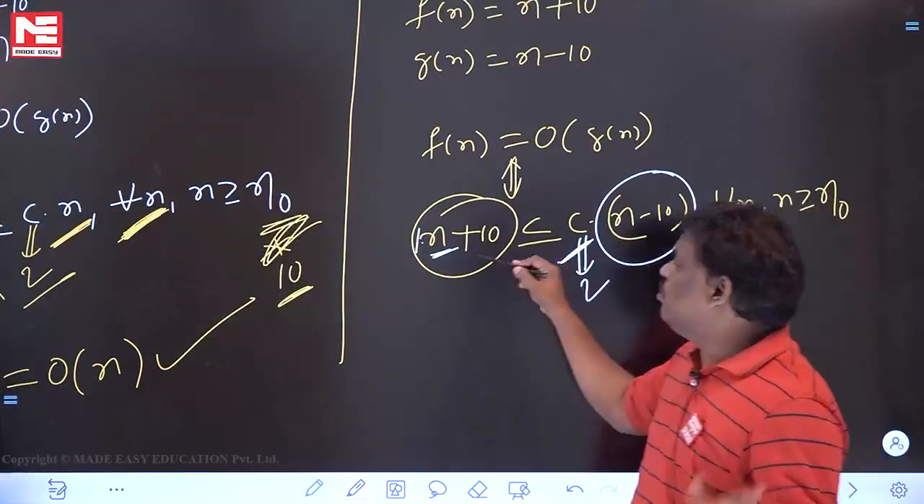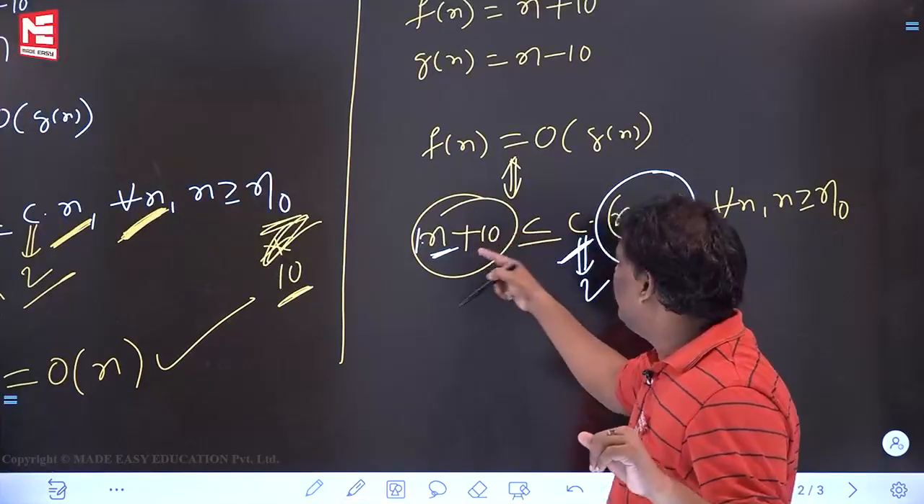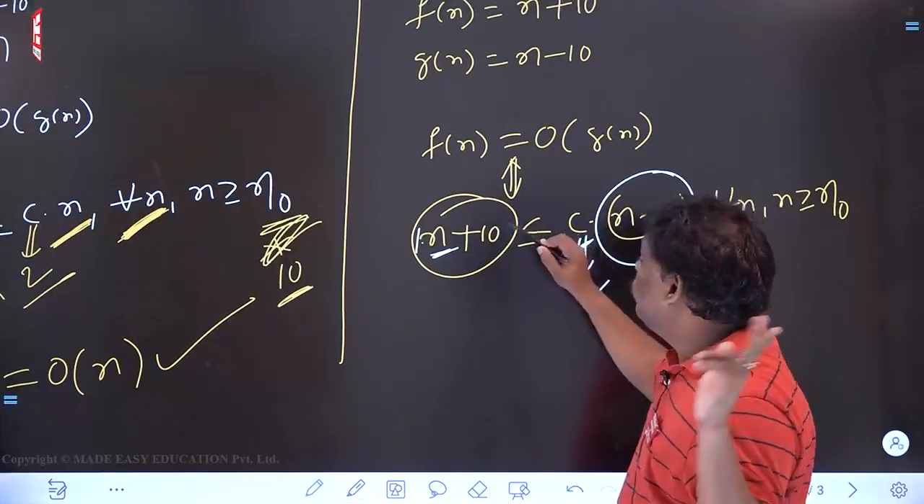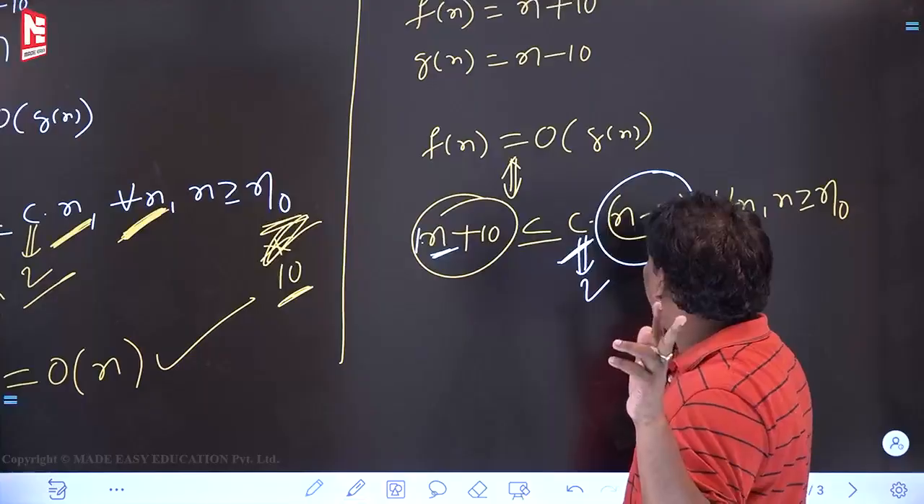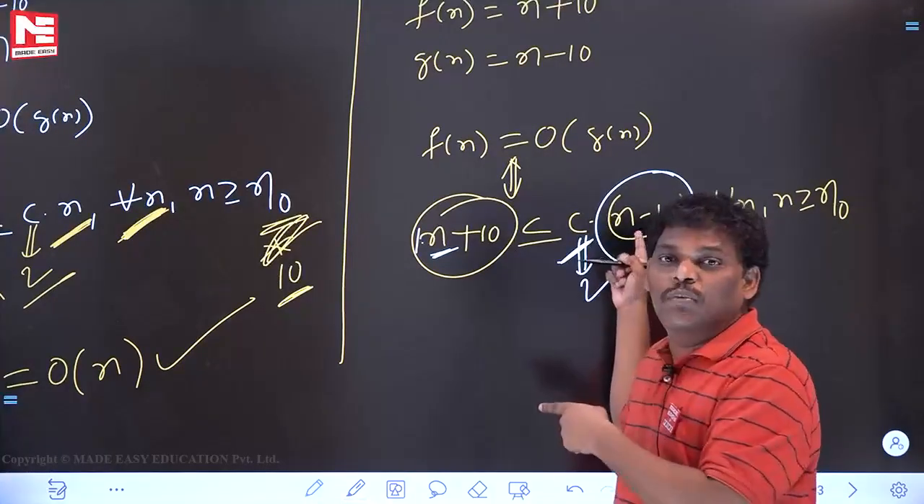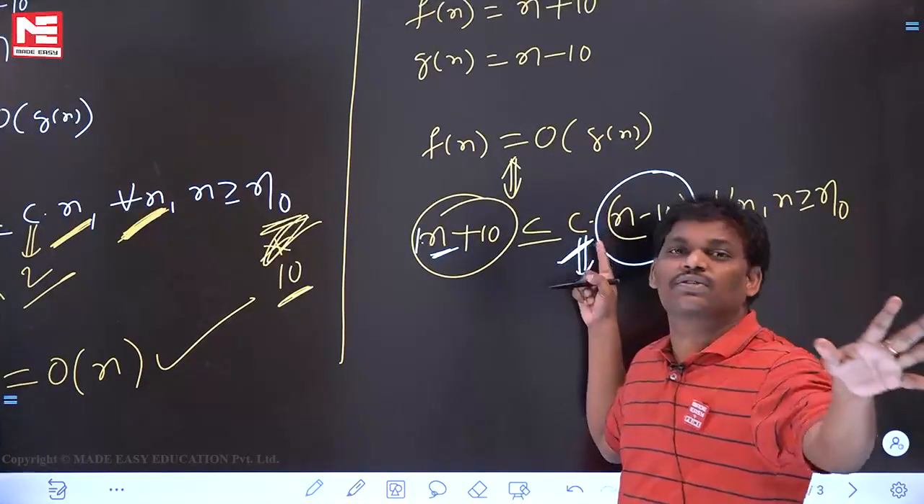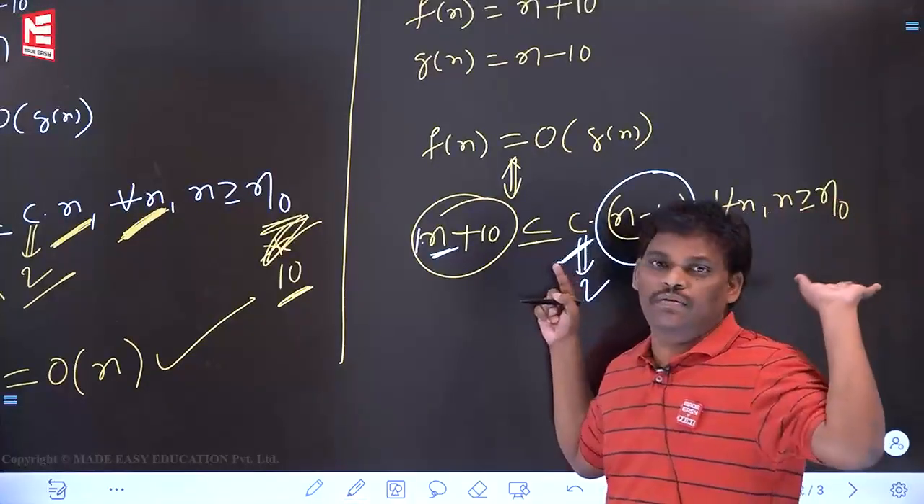If I keep n value 1, what is the answer? It will become 11 on the left, and 1 minus 10, minus 9 on the right. Negative is coming. Negative functions we don't discuss. What does it mean? Negative is coming. Skip it.